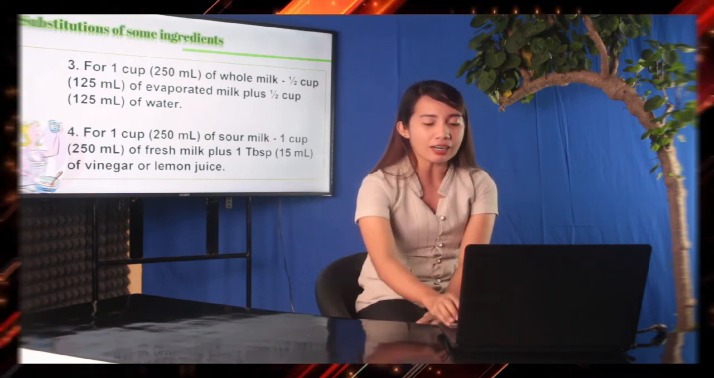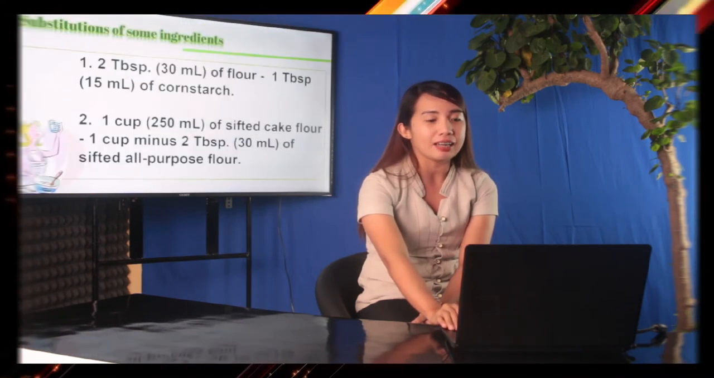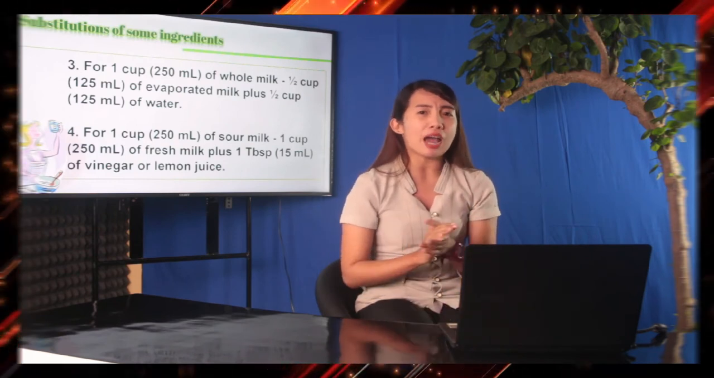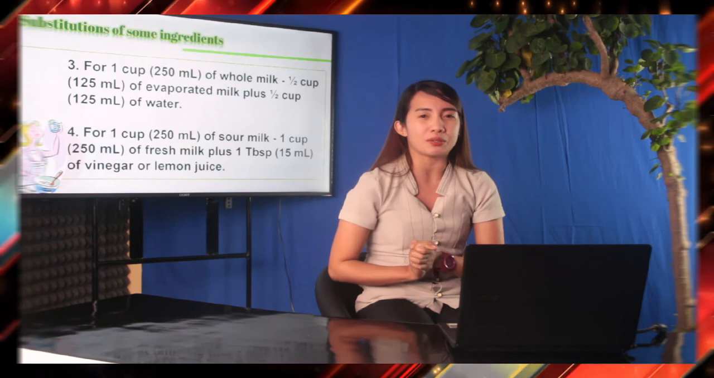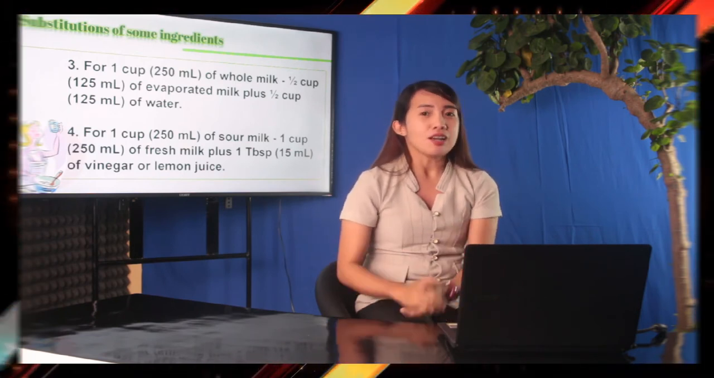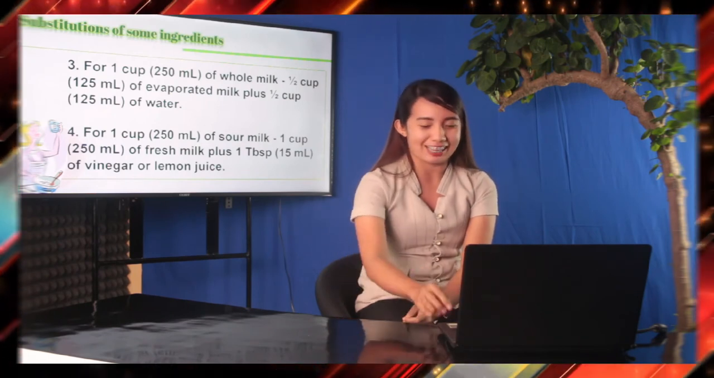So those are the different abbreviations, equivalents, and substitutions of some ingredients. So now you have the idea of what you're going to do inside the kitchen if something is not available. So now let us try to check your answers during our pretest. So for number one, we have cup. Now let us try to check your answer.